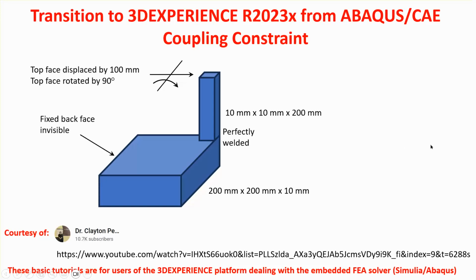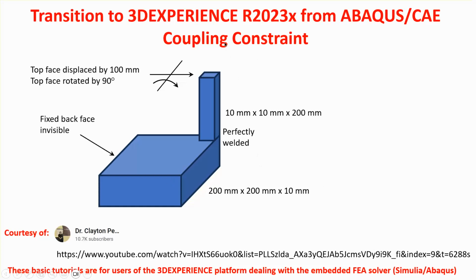The problem is shown there. It's made of basically two parts which are perfectly welded together. The left face is clamped, and the top of this column is given a horizontal displacement of 100 millimeter to the right and a rotation of 90 degrees in this direction. The dimensions are given here, and I should point out that because this is perfectly welded, in fact, one can solve this problem as a single part. However, we're not going to do that. We're going to do it as an assembly.